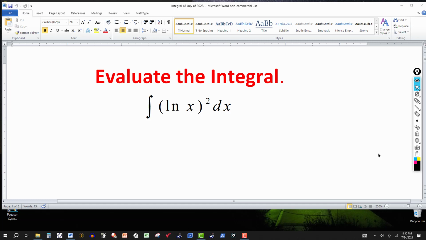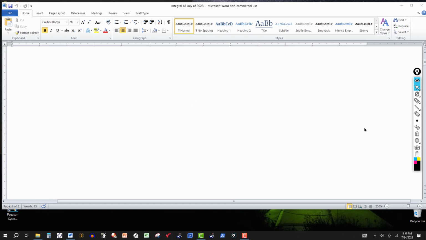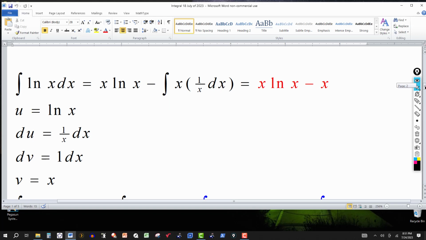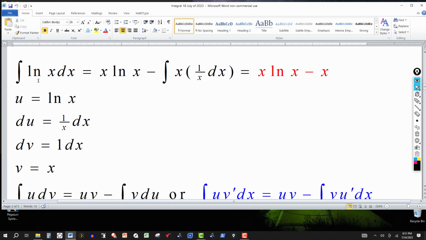I'm going to use integration by parts on this one, and I'm going to do another problem that I've probably done before in another video, and I'll use it in this particular problem here. So let's look at the integral of ln of x dx. It's already worked out here, but let me show you the formula.